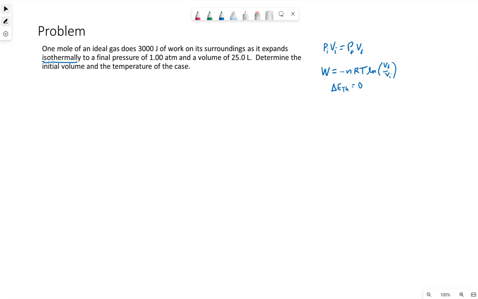Let's go ahead and write down what we know. 1 mole of an ideal gas, 3,000 joules of work on its surroundings. So we would say the work is negative 3,000 joules because the gas is doing work on its surroundings. It's expanding, so energy is leaving the gas. It ends up at a final pressure of 1 atm and a final volume of 25 liters. We want the initial volume and the temperature.